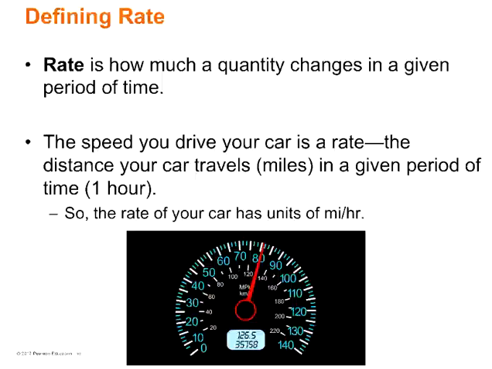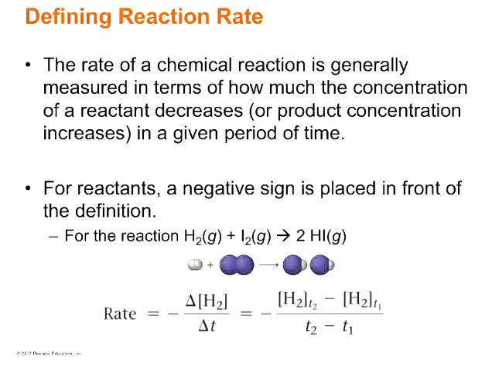We're going to do the same thing with chemicals. Typically, we report rates in terms of concentration over time. The rate of a chemical reaction is generally measured in terms of how much the concentration of a reactant decreases or product concentration increases in a given period of time. That would look like, for instance, the change in concentration of A over the change in time.